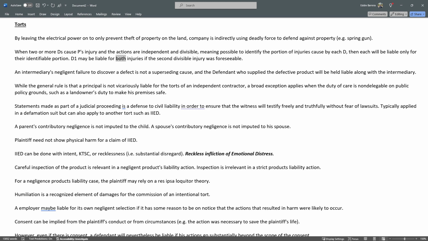D1 may be liable for both injuries if the second divisible injury was foreseeable. An intermediary's negligent failure to discover a defect is not a superseding cause, and the defendant who supplied the defective product will be held liable along with the intermediary.